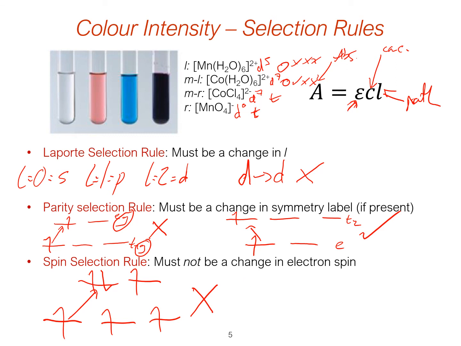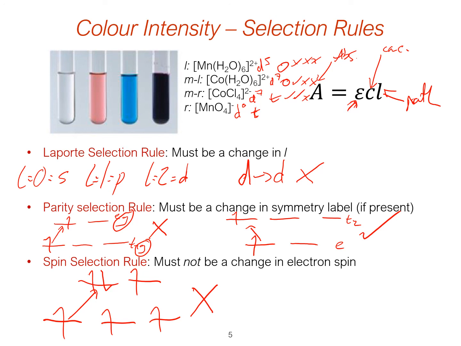The cobalt tetrachloride, that is d7. It doesn't have this spin selection rule problem where it will flip. It can satisfy that one, so that's nice. It's tetrahedral, so it does satisfy the parity selection rule as well, because there are no symmetry labels. However, it's still a d to d transition, so we're not satisfying everything, and therefore we've got 2 out of 3 right, and that's why this blue is a pretty intense colour.